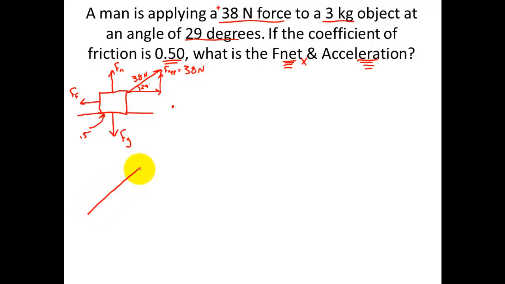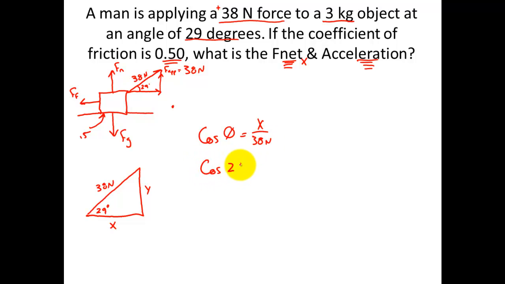This is my force, with this angle being 29 degrees, even though I probably didn't draw it too well. We have the force applied at 38 newtons, not the net force, I'm sorry, and we're going to have to solve for one of these components first. So let's take our pick. I'm just going to start off by saying cosine of theta is equal to x over 38 newtons.